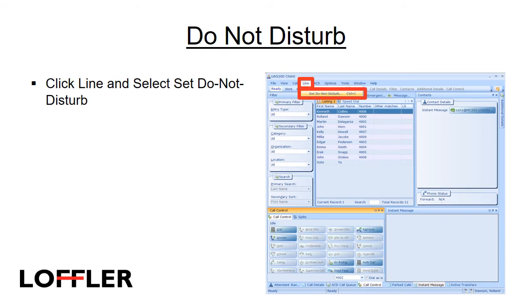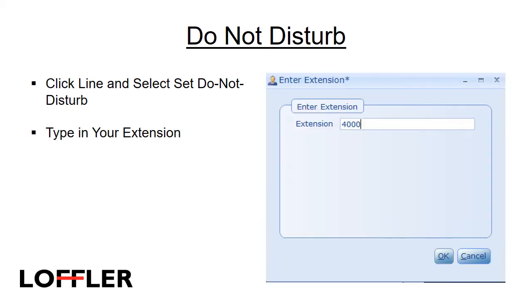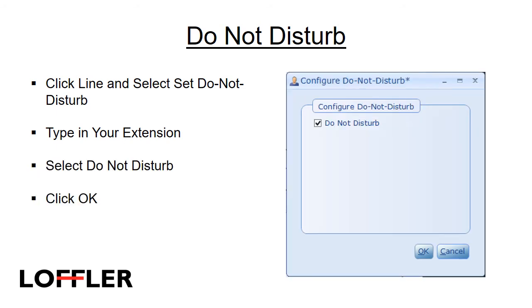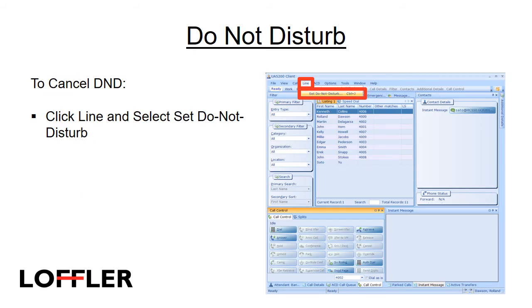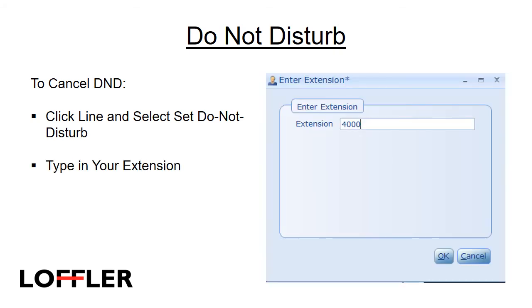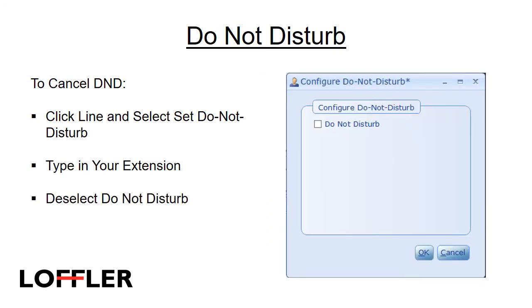To set up a Do Not Disturb, click Line and select Do Not Disturb. Type in your extension and click OK. Select Do Not Disturb and click OK. To cancel Do Not Disturb, click Line and select Do Not Disturb. Type in your extension and click OK. Deselect Do Not Disturb and click OK.